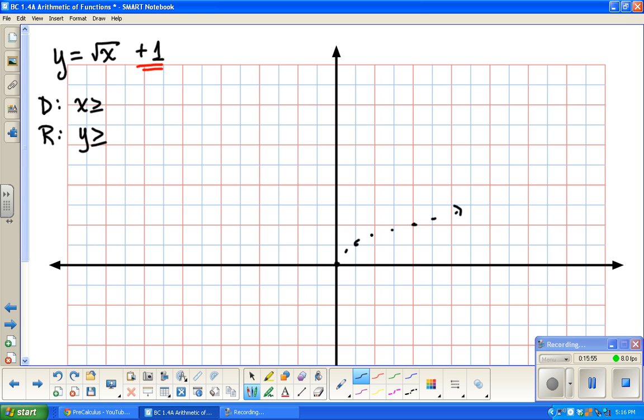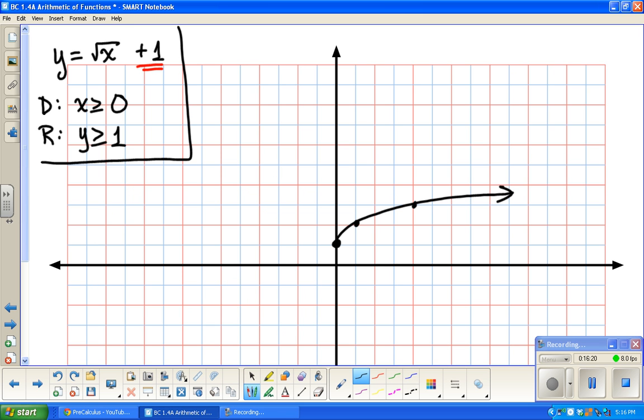If I put a plus 1 on the outside, it's about y. Do what it says. It's addition or subtraction, so it means it's a translation. This whole thing should shift up 1. So here comes the new graph. All right, so the domain is all of the x's greater than or equal to 0 still, and the y values are greater than or equal to 1.